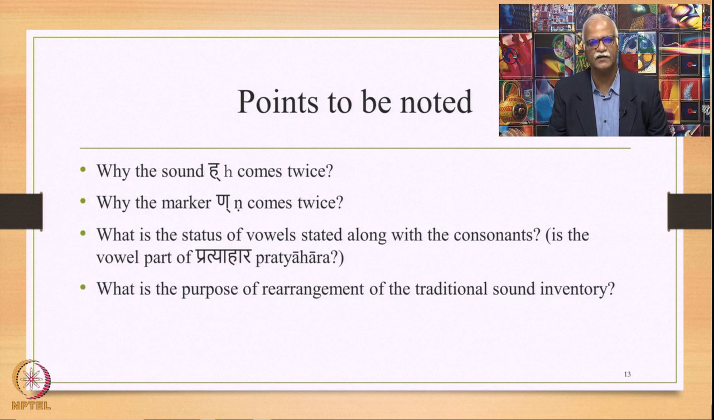There are some important points that need to be noted in this discussion. They are some questions. Why does the sound h come twice, once in the 5th sutra and then again in the 14th sutra? Similarly, why does the marker n come twice, in the 1st as well as in the 5th sutra? What is the status of vowels stated along with the consonants? Is the vowel part of the Pratyahara? We have already stated something about this, but let us revisit this and note the exception. Then, what is the purpose of the rearrangement of the traditional sound inventory? Let us look at each one of these points one by one.